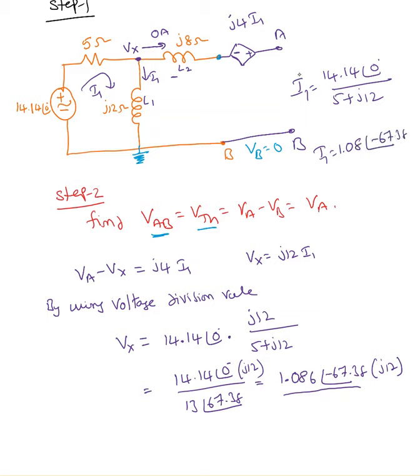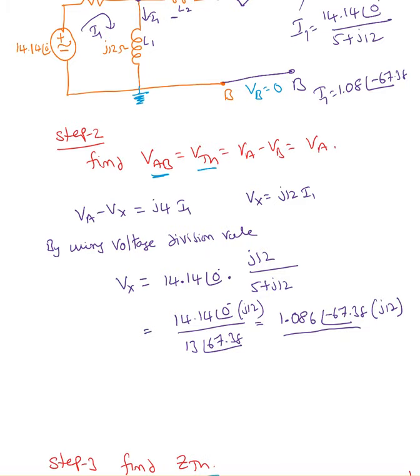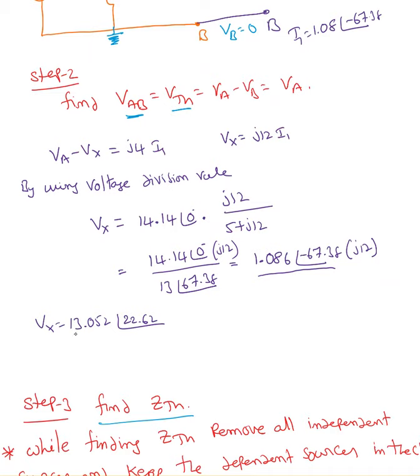So I need to substitute this I1 here to find out the voltage there. So Vx equal to 1.086 at an angle of minus 67.38 times j12. This j12 I can write as 12 at an angle of 90 degrees. So all I need to do is multiply these two numbers, 1.08 times 12, which is 13.05, and add the angles, 90 minus 67.38, which is 22.62.